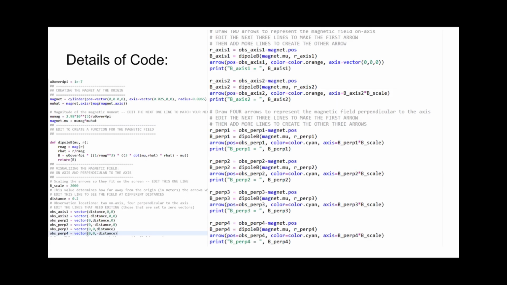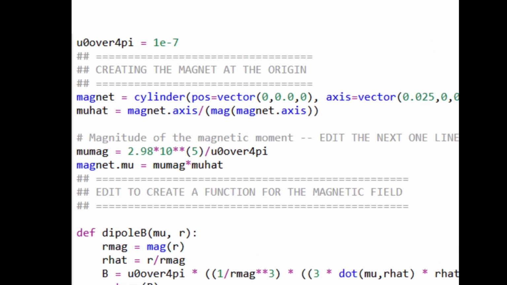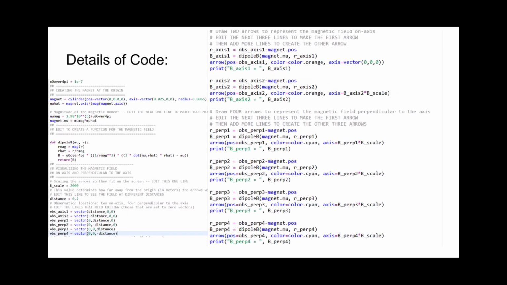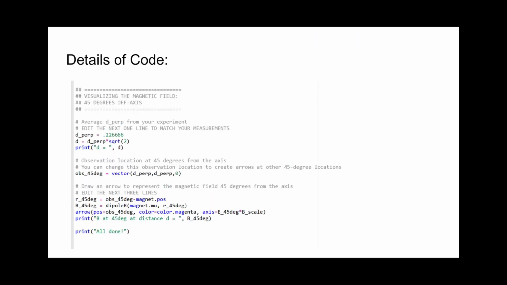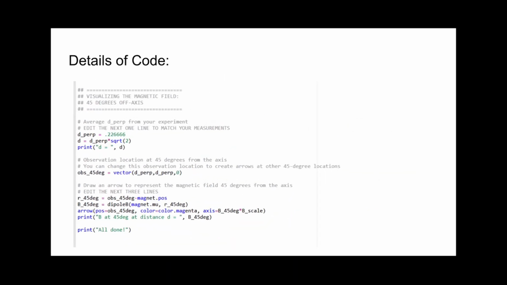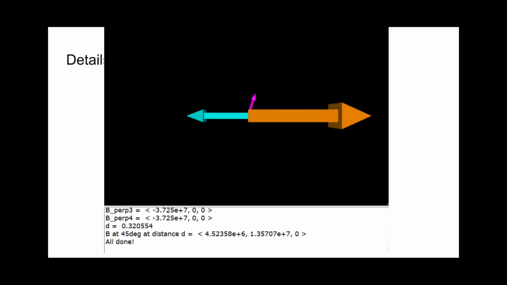Here's the details of my code. The important parts are the parts where I plugged in my own values from my experimental data. So here is where I edited it to account for the magnetic field that I calculated before. And then here shows all the axes and the arrows that are created. And then again, from the measurements I had in my actual lab, I had the same data points, and here is what my GlowScript model came out with.